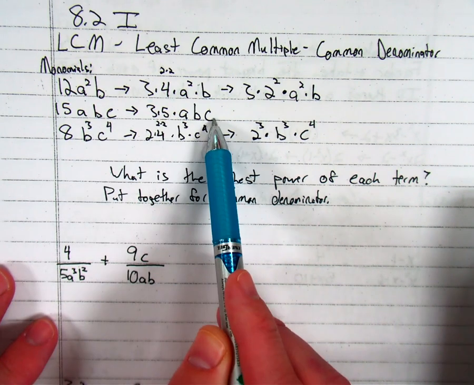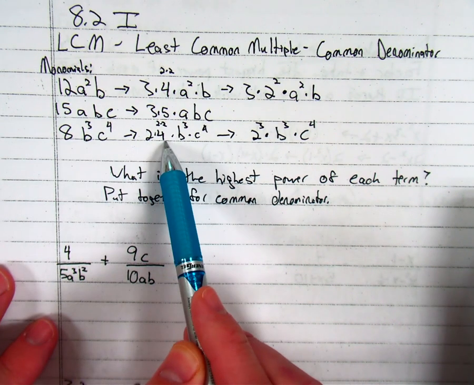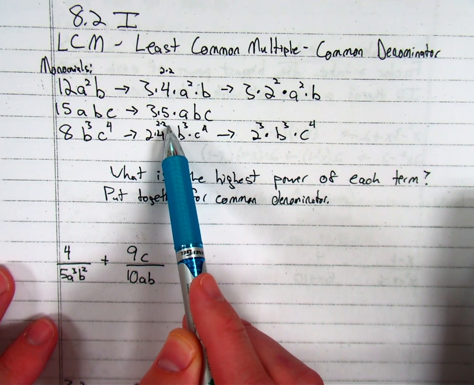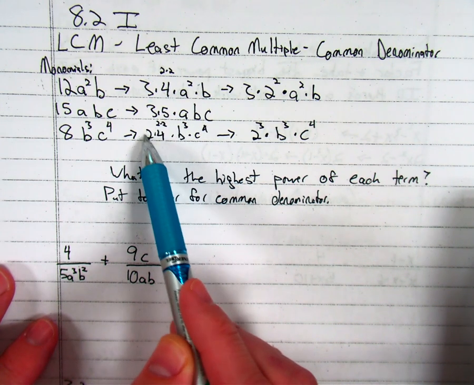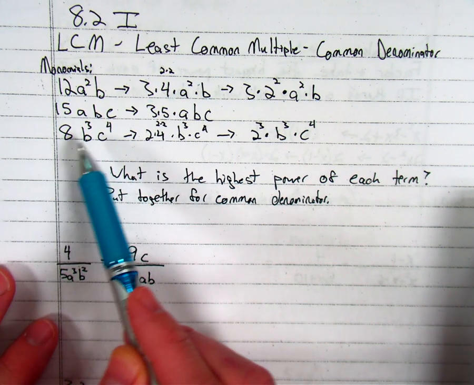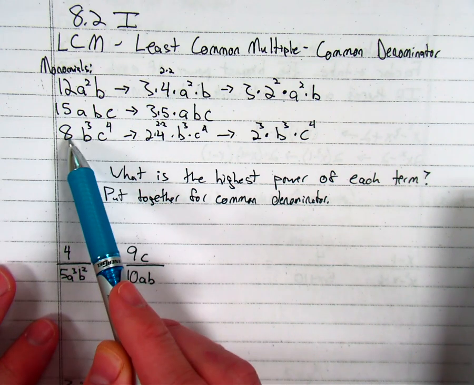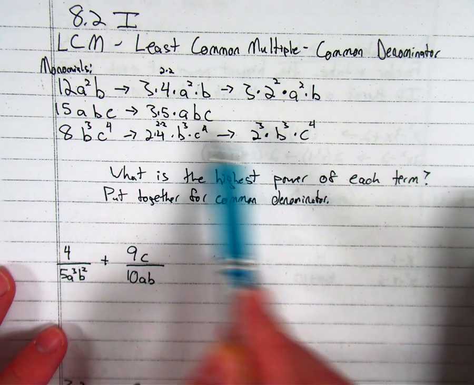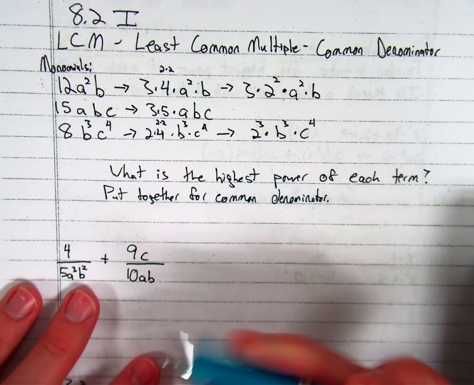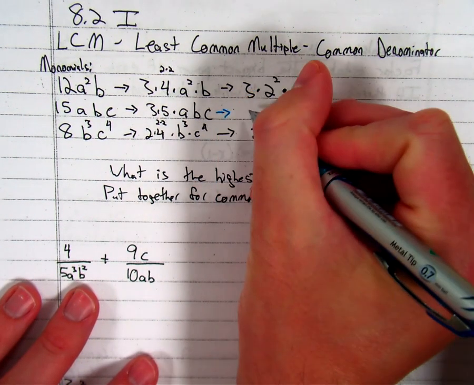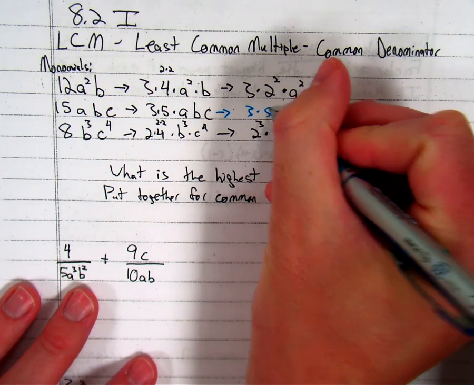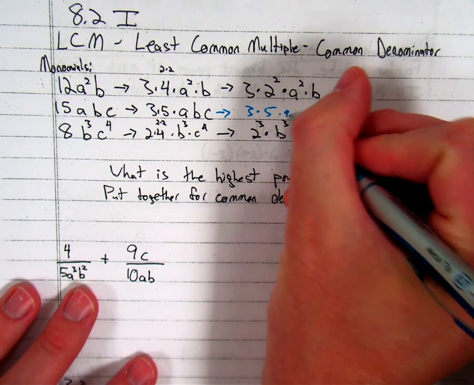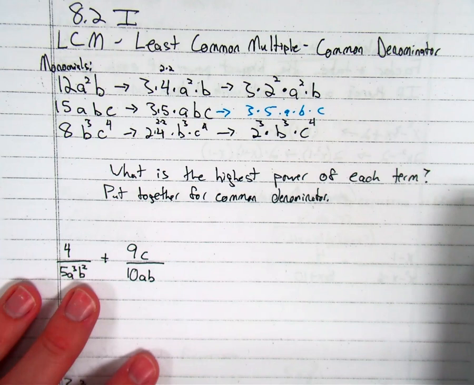ABC. 8 is 2 times 4. 4 is 2 times 2. So this is 2 to the third. And from our cube roots, not too long ago, we should recognize 8 is 2 to the third. B to the third, C to the fourth. Okay, I'm just going to move this over. Keep it the exact same. 3 times 5 times A times B times C.